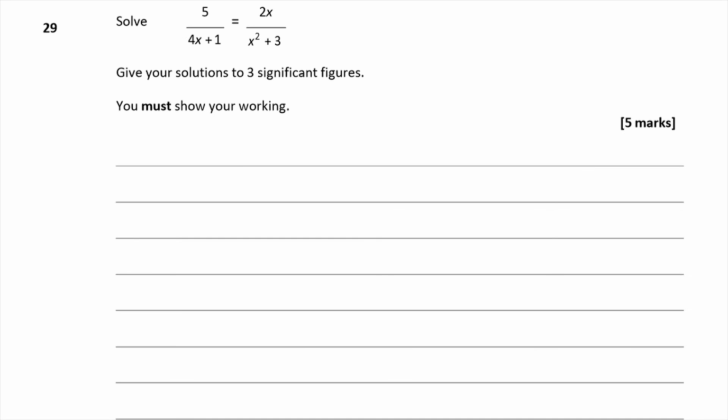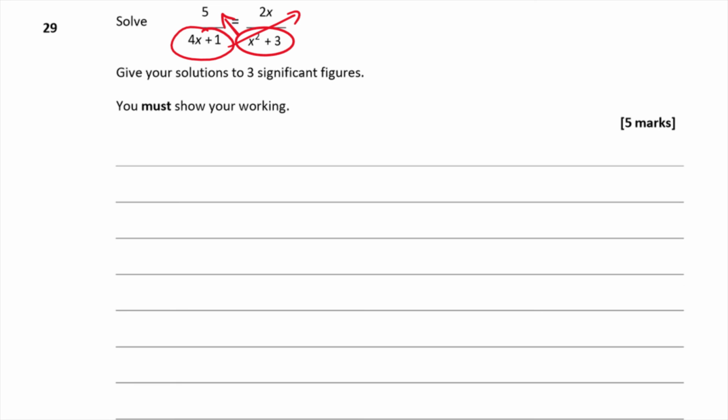Okay. Question 29. Solve 5 over 4x plus 1 is equal to 2x over x squared plus 3. Now the first thing I'm going to do is cross multiply these. So this is going to end up here, and this is going to end up here. Why? Because I'm going to multiply both sides by the things that are on the bottom. They'll cancel on one side and reappear on the other.